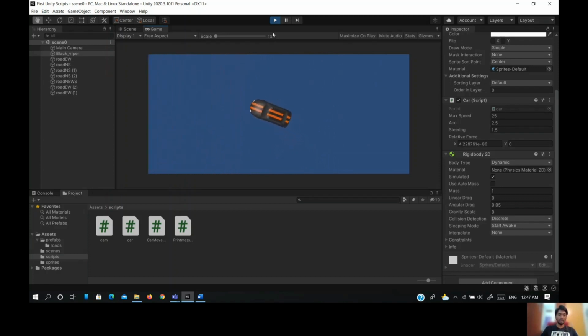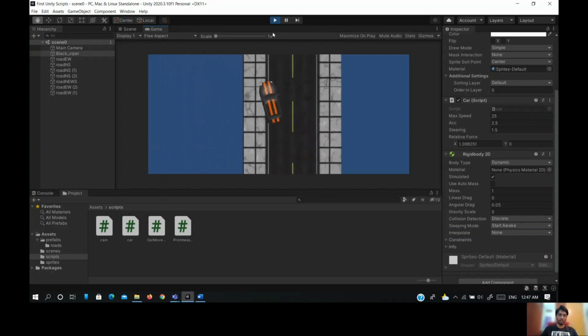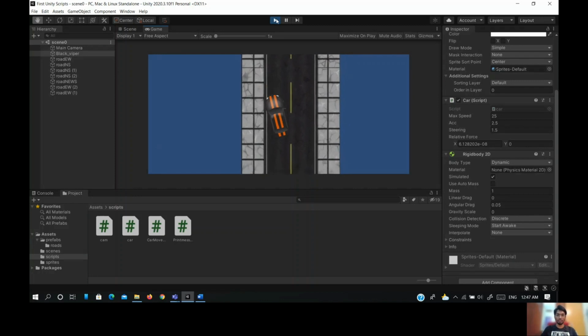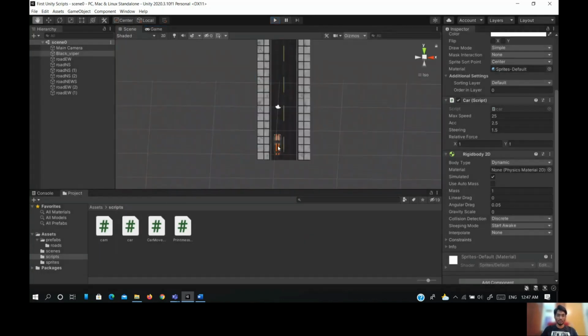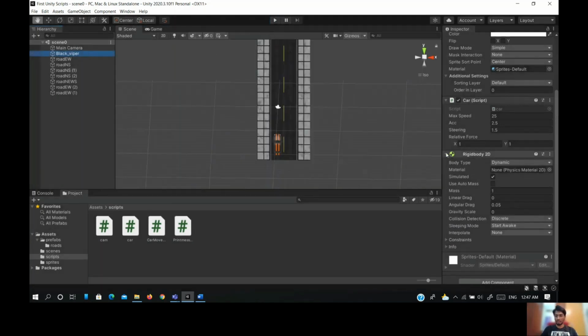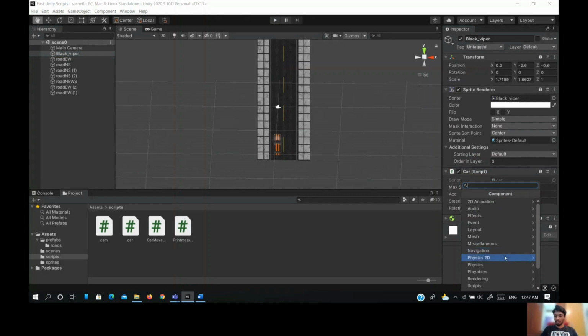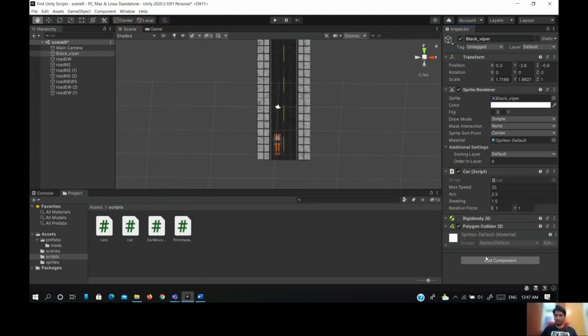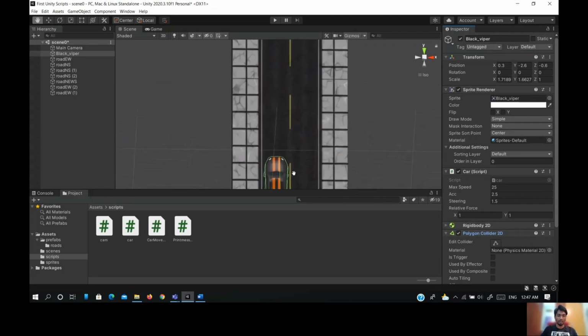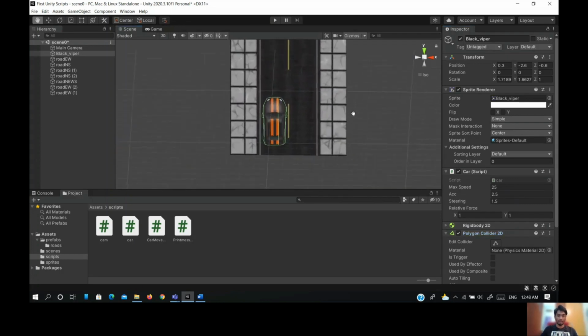So the problem is it's going away from its road. So let's make the car rigid and make a wall for the road. Click on the car, go to Add Component, Physics 2D, and click on Polygon Collider. So we can see it already kept the outline as a rigid body. So save it.